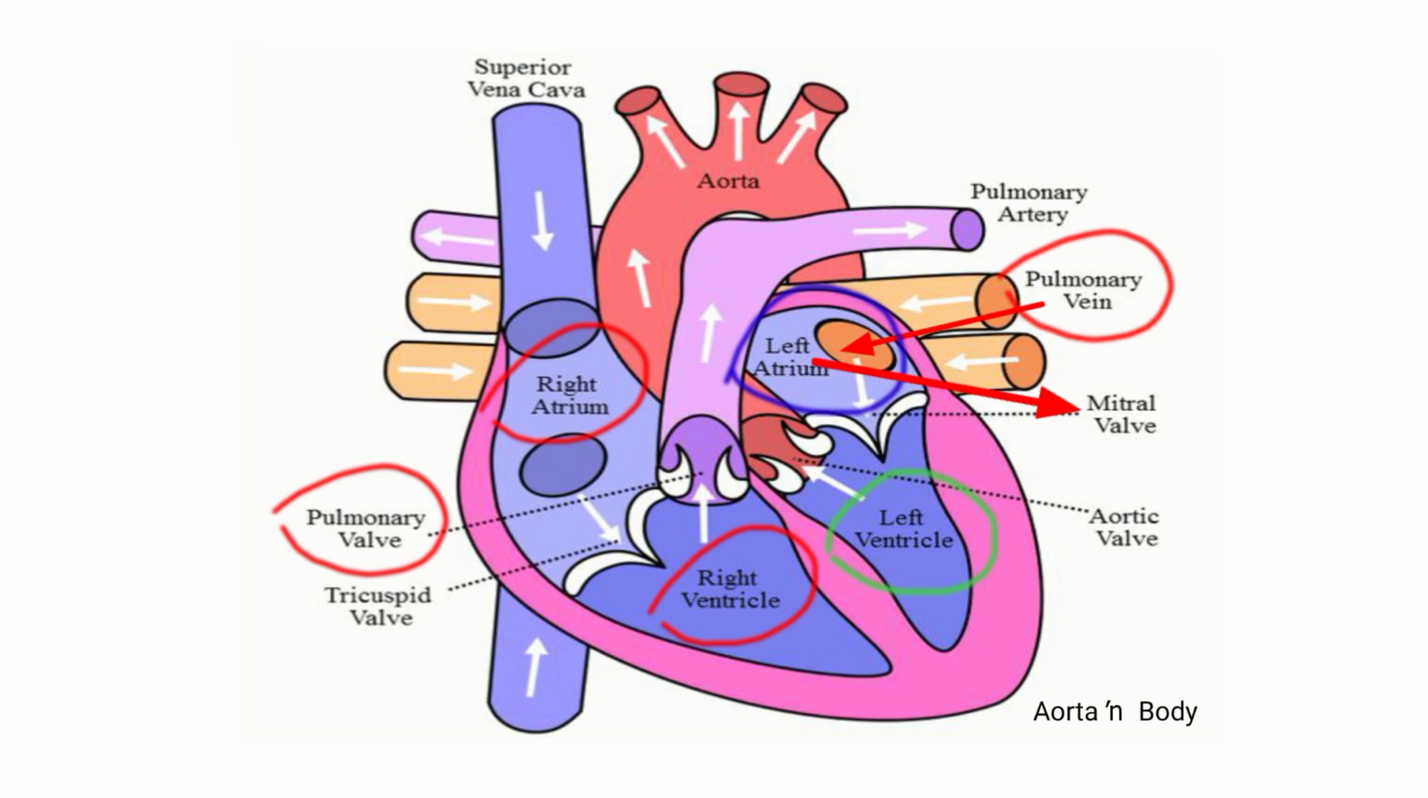7. Finally, the left ventricle pumps oxygen-rich blood through the aortic valve into the aorta, and from there it is distributed to the whole body.